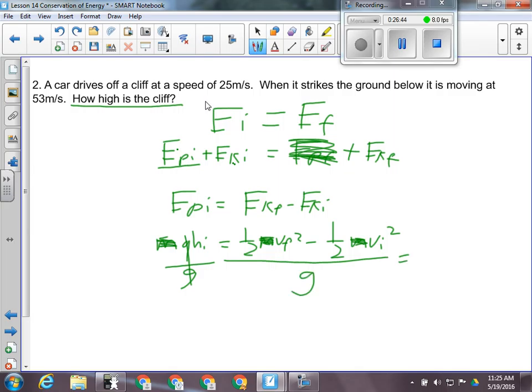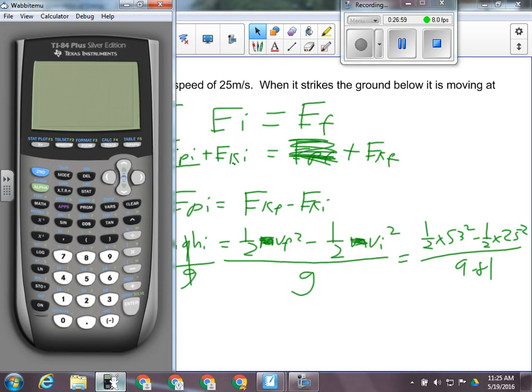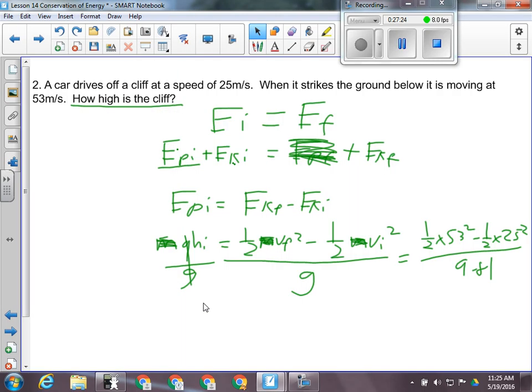So when I plug in my numbers, that's going to be 1/2 times 53 squared minus 1/2 times 25 squared, divided by 9.81. Okay, so the cliff was 111 meters. Actually, I think this only has 2 significant figures, so 1.1 times 10 to the 2 meters would be our correct answer here.